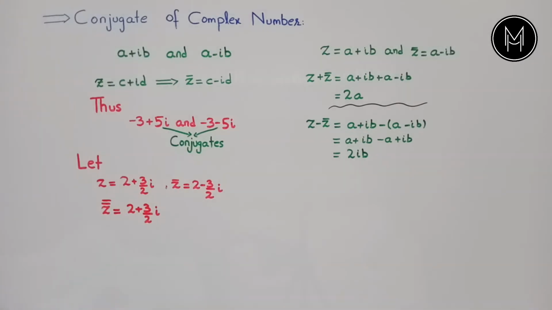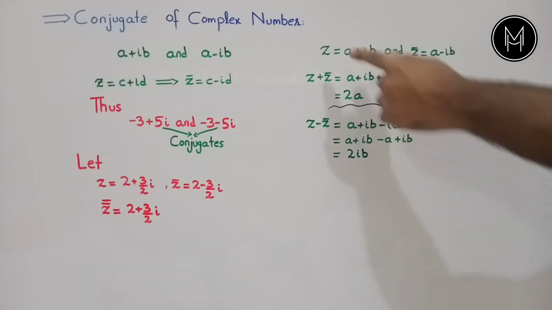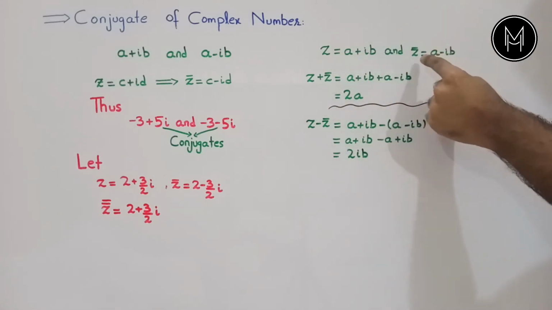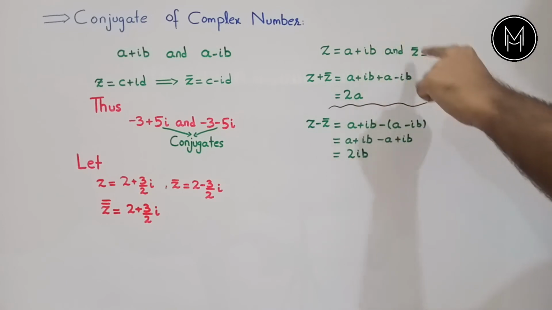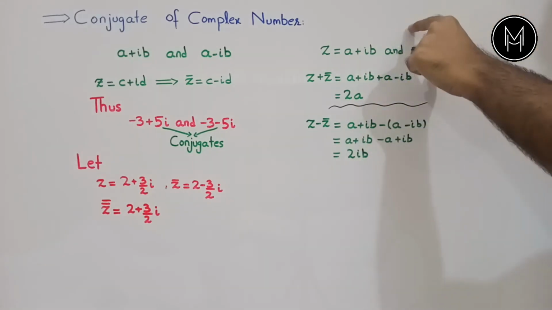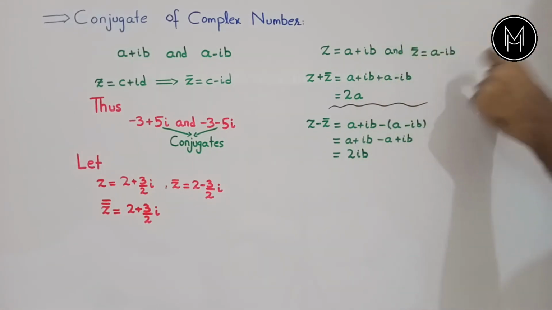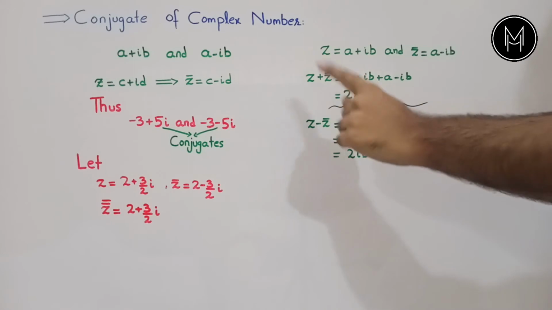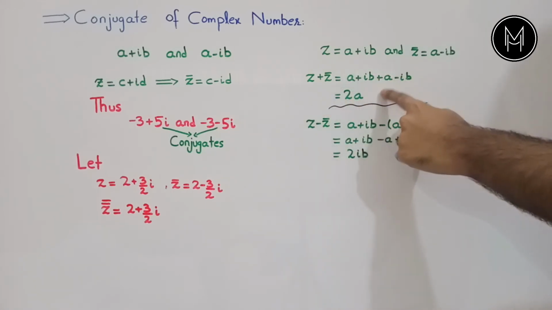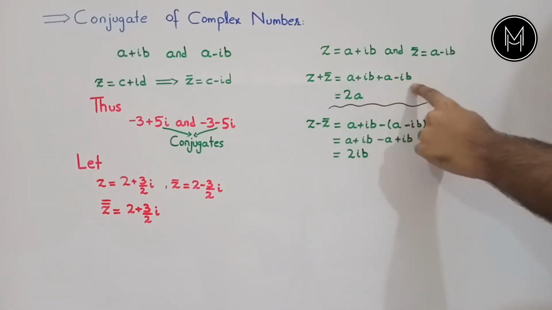The next question is, what if we add a complex number and its conjugate? So let's check. Let's say we have a complex number z and its conjugate z bar. z is equal to a plus ib. According to the definition, its conjugate would be equal to a minus ib. Now we add the complex number and its conjugate. z plus z bar is equal to a plus ib plus a minus ib.